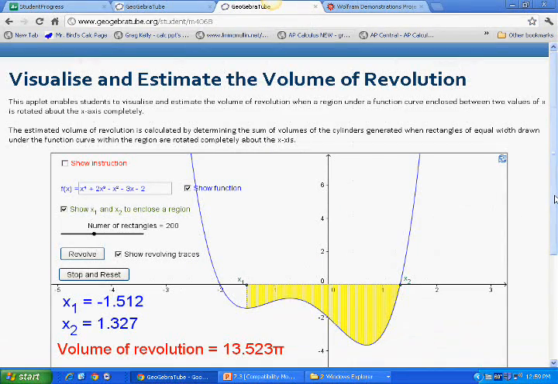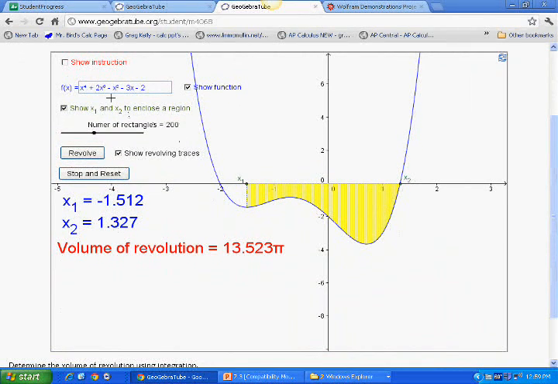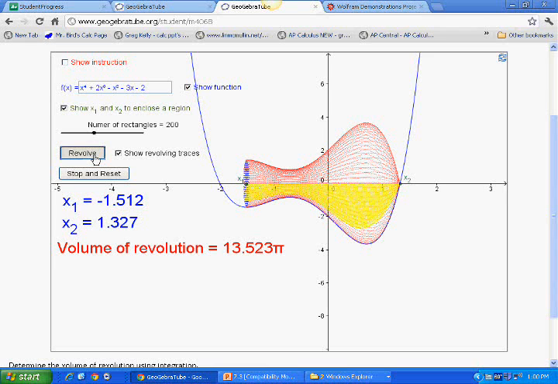I have another function here, and this function is an x to the 4th. Here's the function. We can see that it is an x to the 4th, and what I can do is revolve it over the x-axis, and you can see that it will form some sort of a vase. We can find the volume of this vase by integrating from x sub 1, which is negative 1.512, to x sub 2, which is 1.327.